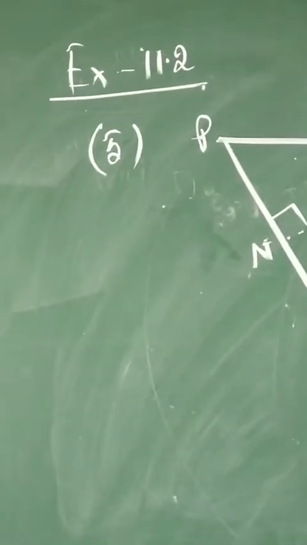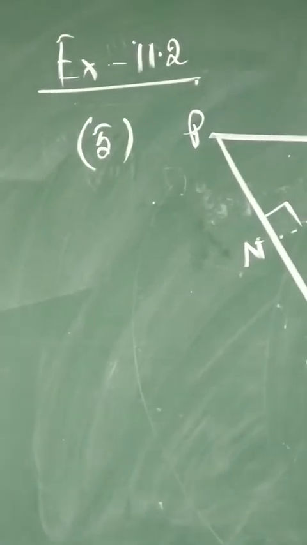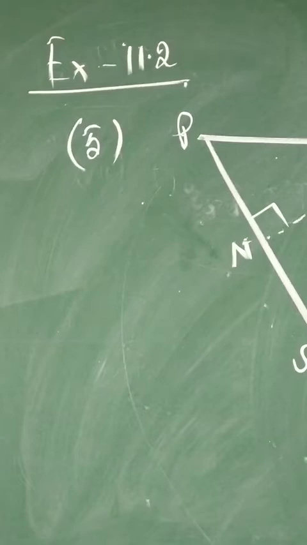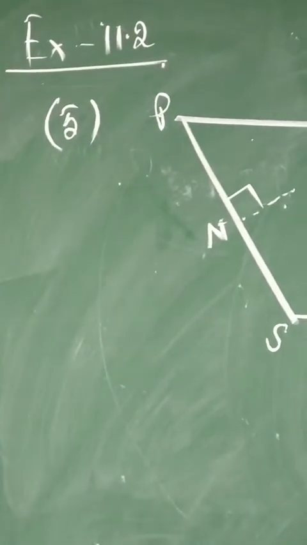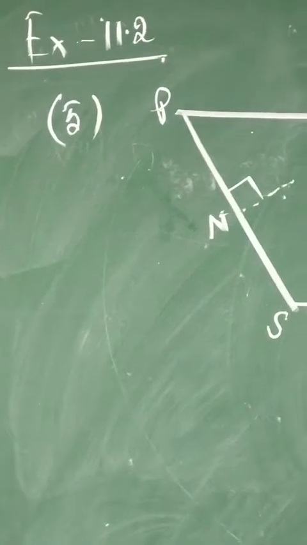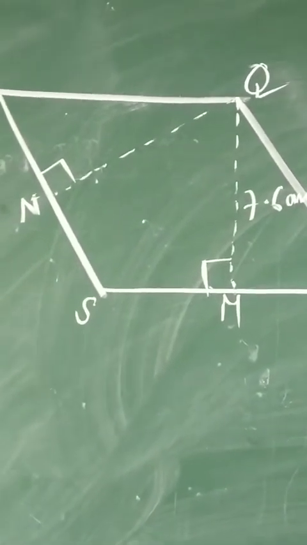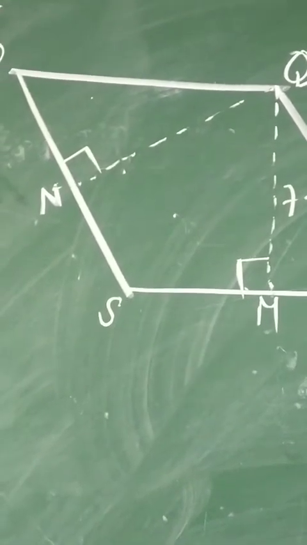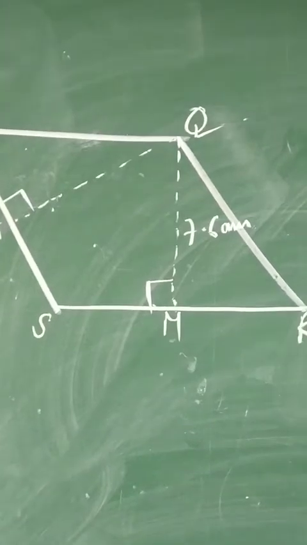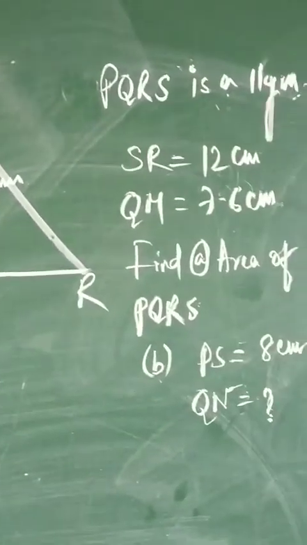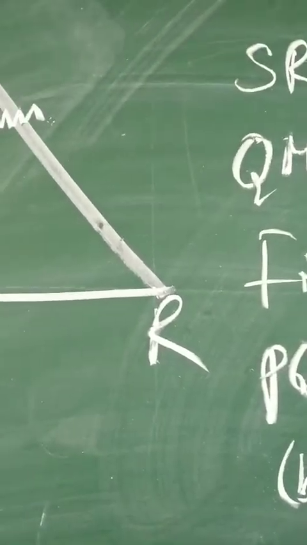Children, we'll have a discussion on exercise 11.2. We have already completed questions number 1, 2, 3 and 4 from exercise 11.2, so we are going to start from question number 5. This is a diagram of a parallelogram in which some measures are given. It's very important to understand the question because the information is already given over here. So we have to apply the information according to the diagram.